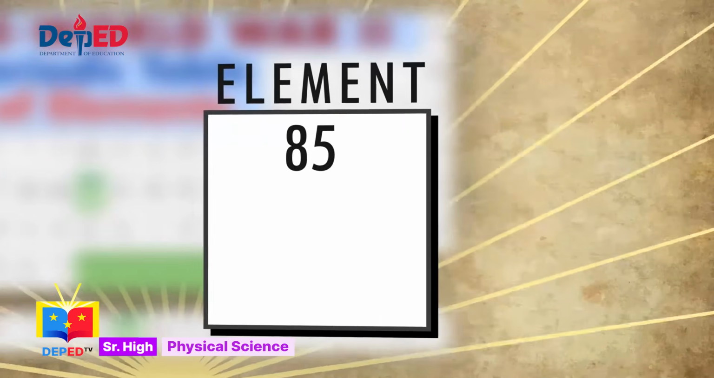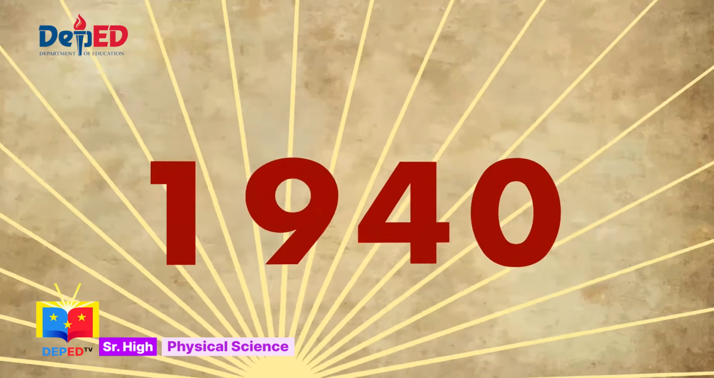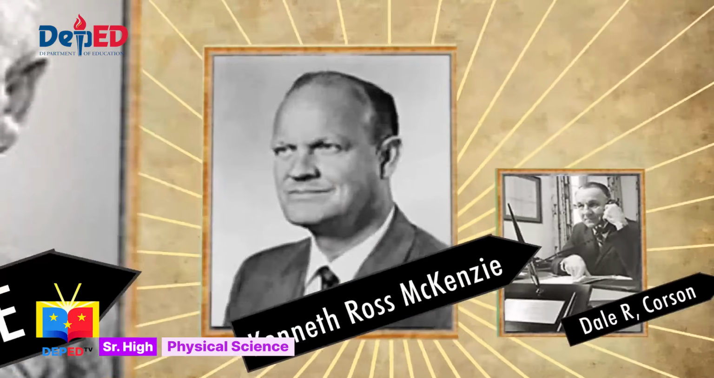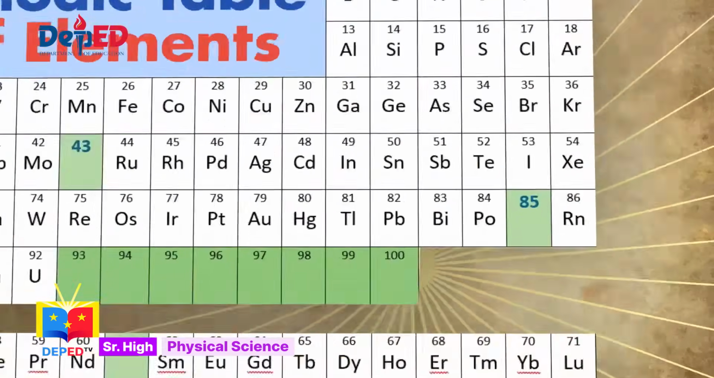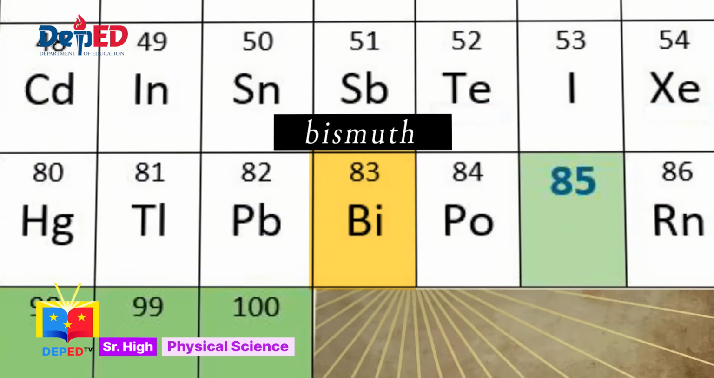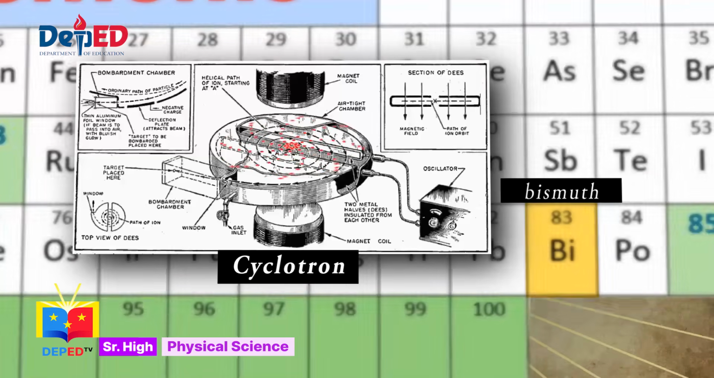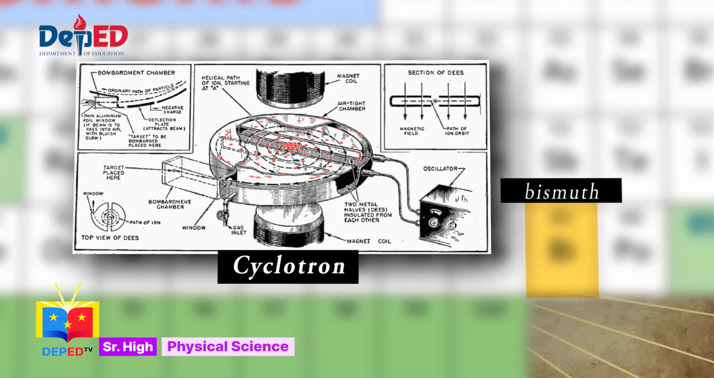One of the missing elements is element number 85. In 1940, Dale Corson, K. Mackenzie, and Emilio Segre discovered the said element. They used a cyclotron to collide alpha particles with bismuth. A cyclotron is a circular machine that accelerates particles or nuclei to collide them with other nuclei.